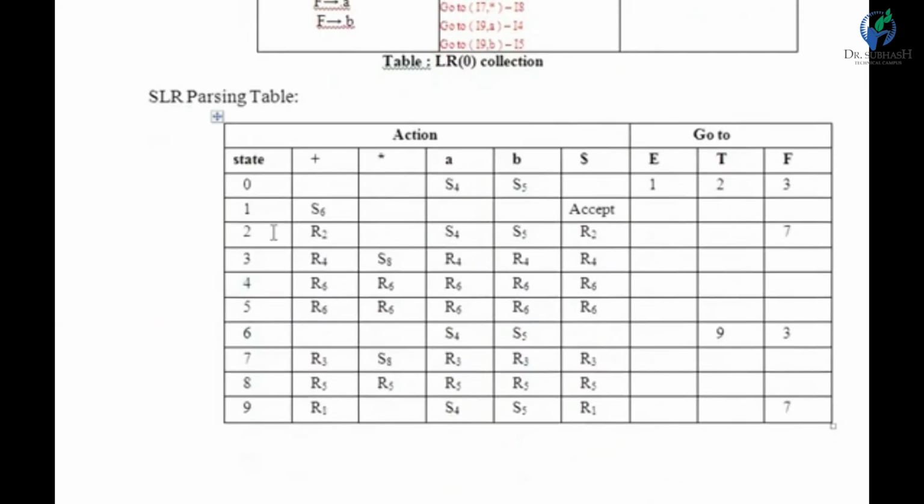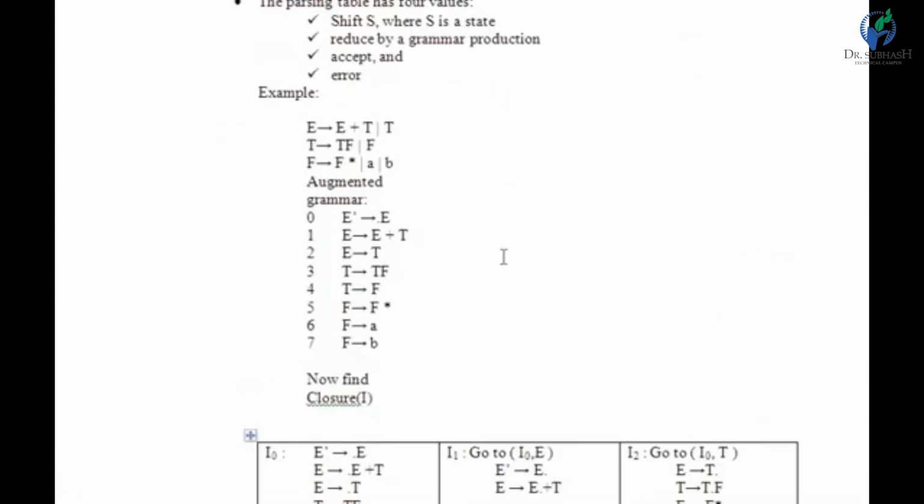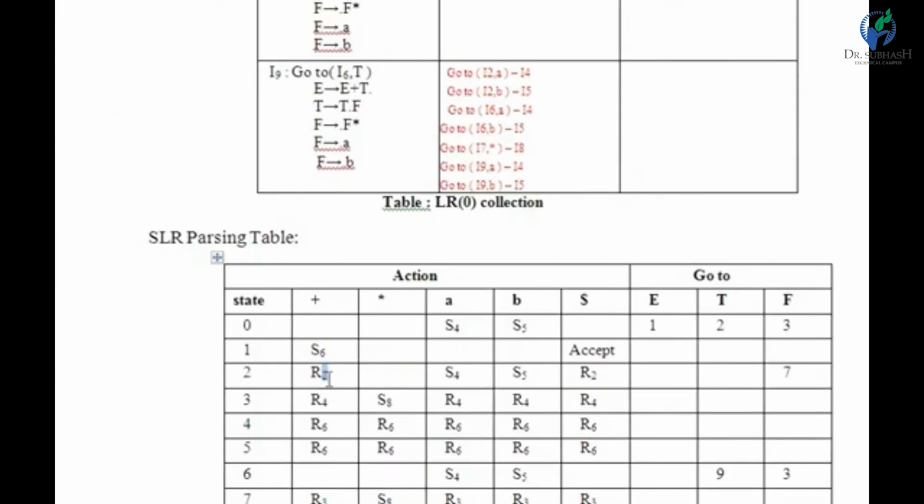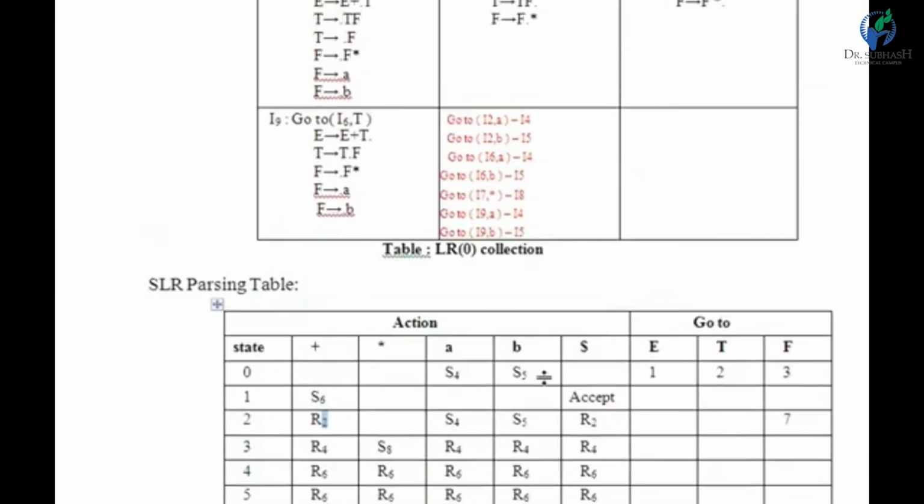So in the second row, in plus and dollar you have to write the reduce entry. Then which number do you have to write here? For that you have to number the augmented grammar and see at which position this production is given. Second position, E gives T. So you have to write R2.